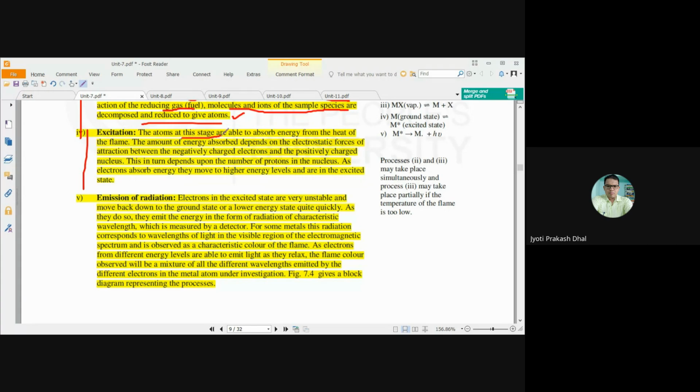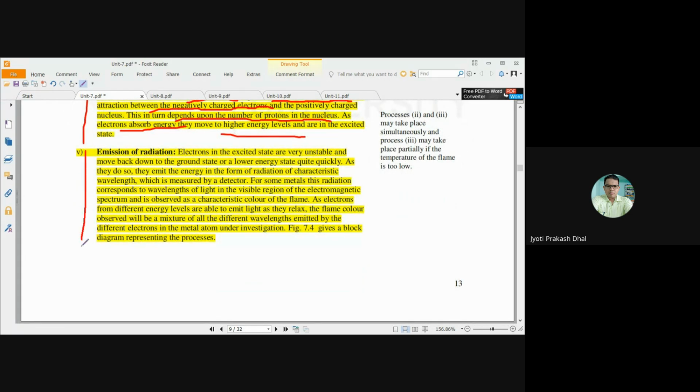Then coming to the excitation state. The atoms at this stage are able to absorb energy from the heat of the flame, and the amount of energy absorbed depends upon the electrostatic forces of attraction between the negatively charged electrons and the positively charged nucleus. And this depends upon the number of protons in the nucleus. As the electrons absorb energy, they move to higher energy levels, and then they will be in the excited state.